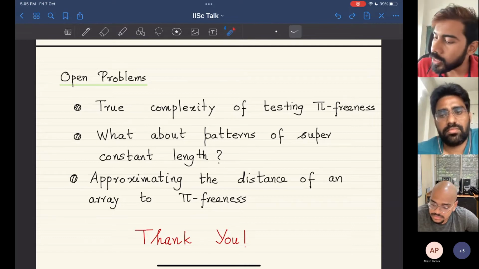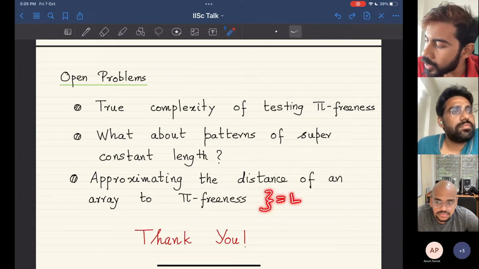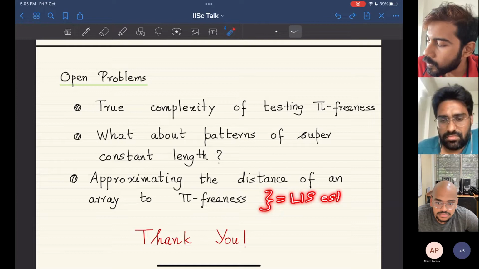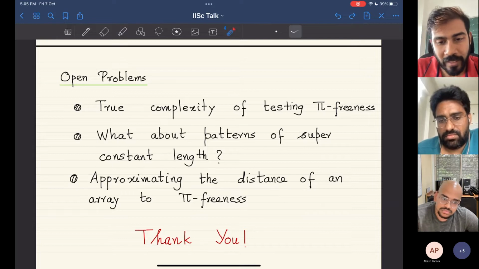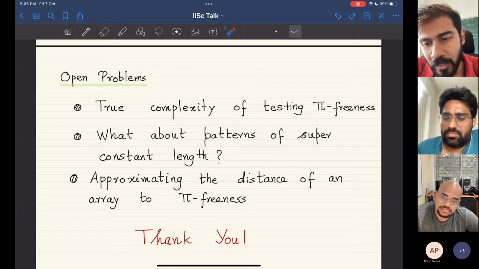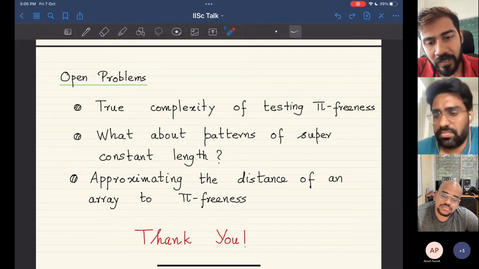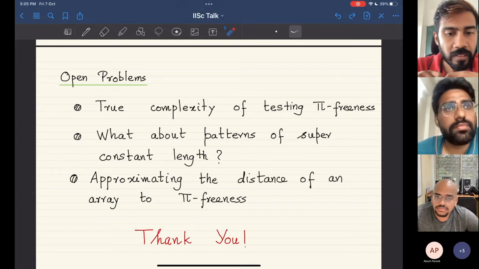And in the special case of monotonicity, this is equivalent to LIS estimation. LIS estimation is already quite challenging to do in sublinear time, or rather the algorithm is quite complicated. So yeah, these are the open questions.